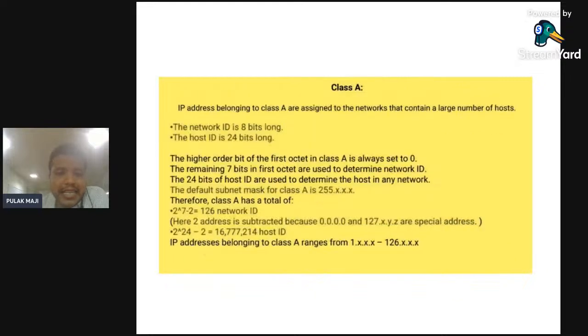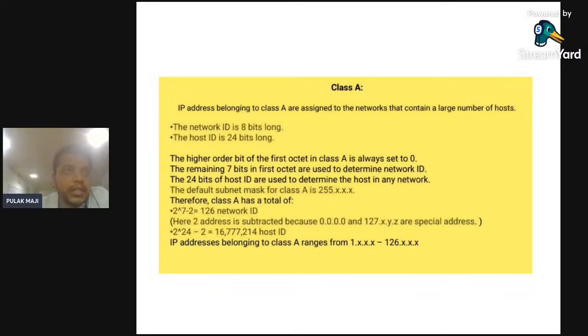Next, we are having different types of classes as we already discussed: class A, B, C, D, and E. So what are class A IP addresses? In class A, how many bits are there? Total 32-bit IP addresses, as we already discussed, we are dividing into 8 bits reserved for the network part and 24 bits reserved for the host part. So 8 and 24, that's why this is written here. The network ID is 8 bits long and the host ID is 24 bits long. Now from here you can find out the range of this IP address.